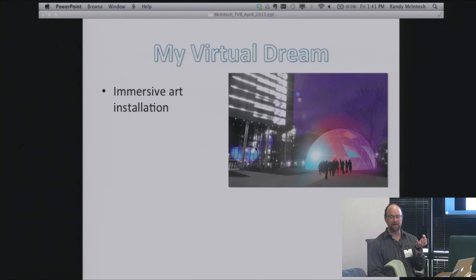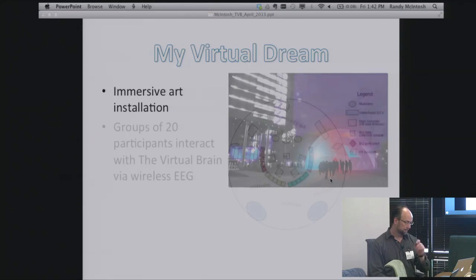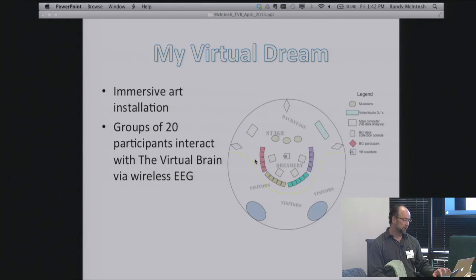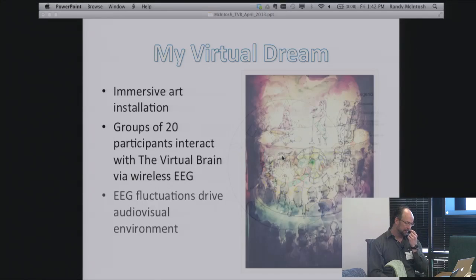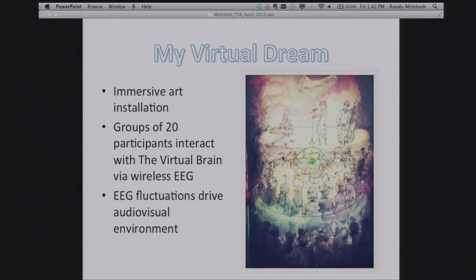The way we're going to do this is based on a large immersive art installation. This rendering here is a dome that, for those of you who know Toronto, is going to be on the edge of the University of Toronto campus in the fall of this year. The idea is that we'll have groups of 20 people at a time coming in. We'll have wireless EEG headsets on that will feed into the virtual brain platform, which will be in the center here. Based on the consensus of, for example, spectral fluctuations in their brain waves, that information will modify the audiovisual environment that the people will see inside this dome. Basically, you're creating a dream internally in real time.